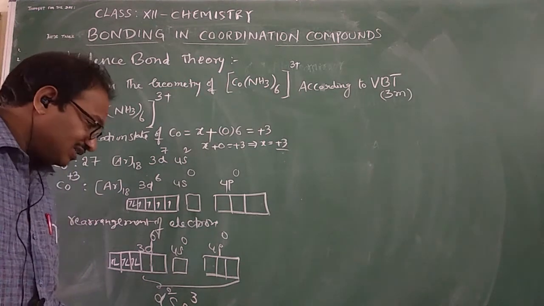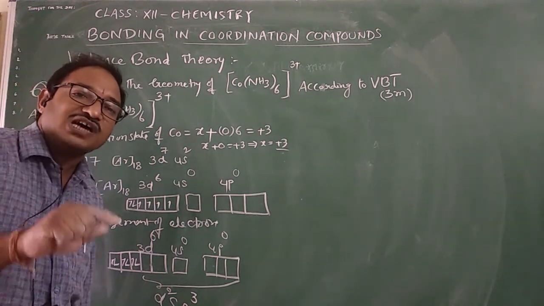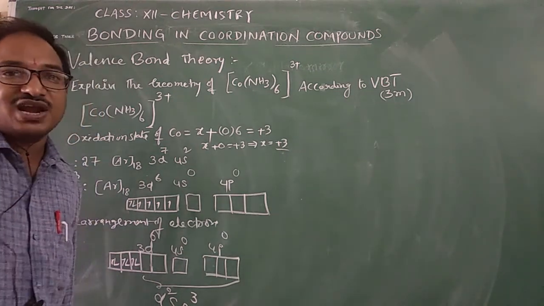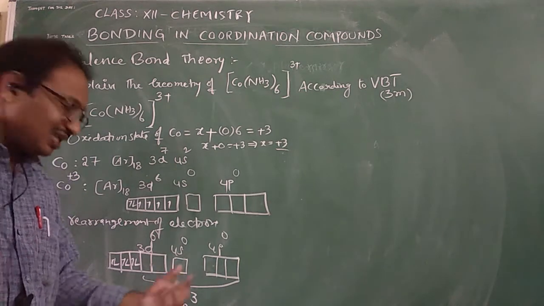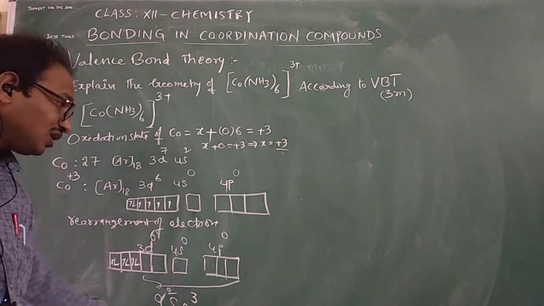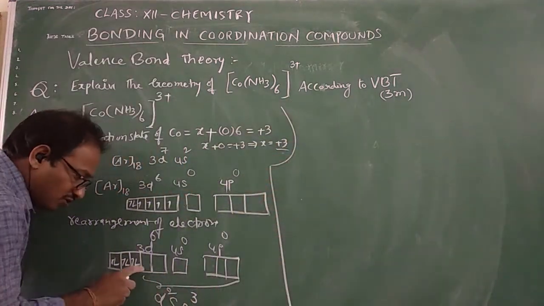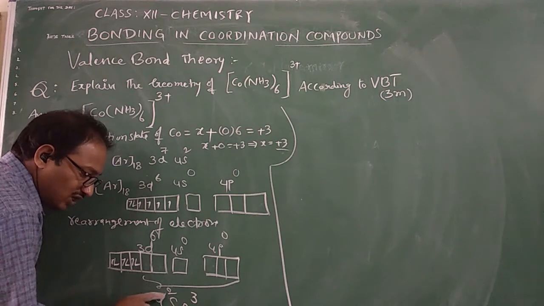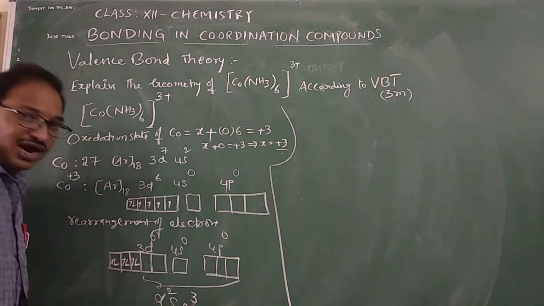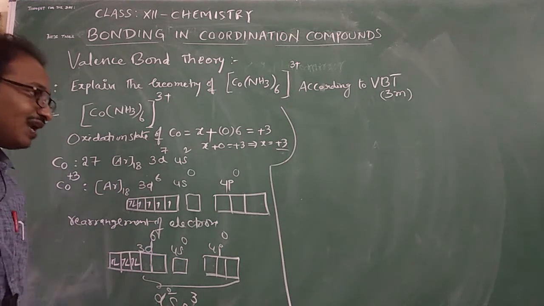In the 11th class we have learned what hybridization is: the intermixing of atomic orbitals of almost equal energy and their redistribution into an equal number of hybrid orbitals. The same concept you need to apply here. So here the central metal atom must undergo d2sp3 hybridization. These 2 d orbitals, 1 s orbital and 3 p orbitals undergo hybridization.